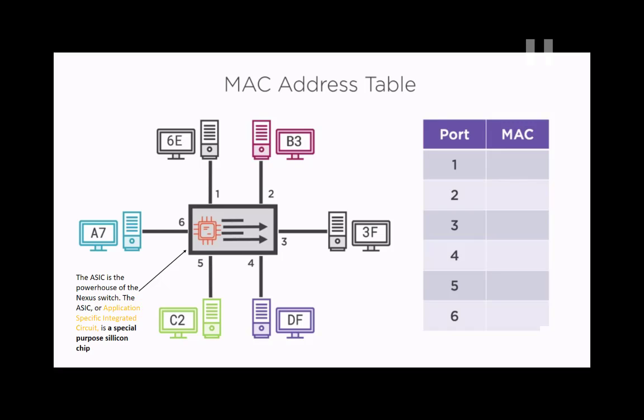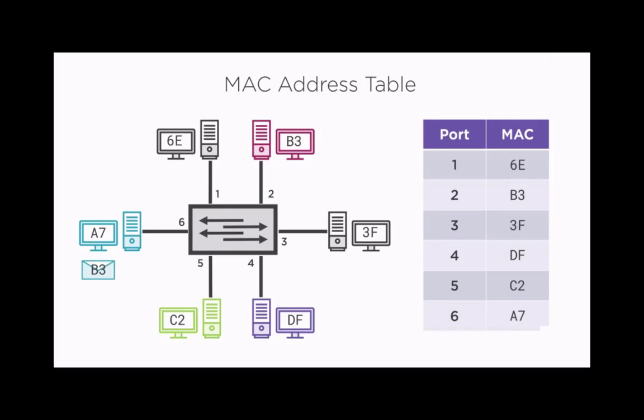For example, whenever any frame reaches port 6, say A7 sends some traffic to port 6, it will read the MAC address and put it into the MAC address table. As you can see, now my port number 6 has learned the MAC address from its client and put it into the MAC address table. Likewise, all the devices, when they boot, send some traffic, and their ASIC chips read their MAC addresses and populate the MAC address table. In this way the MAC address table is full and functioning.